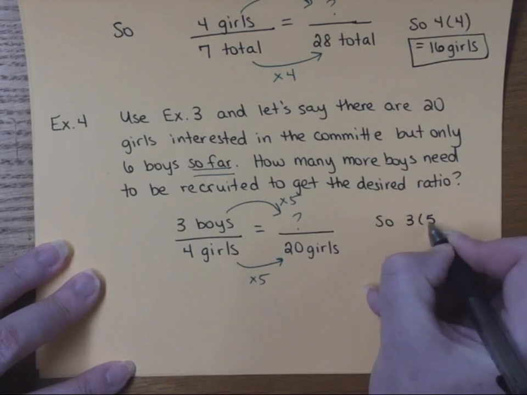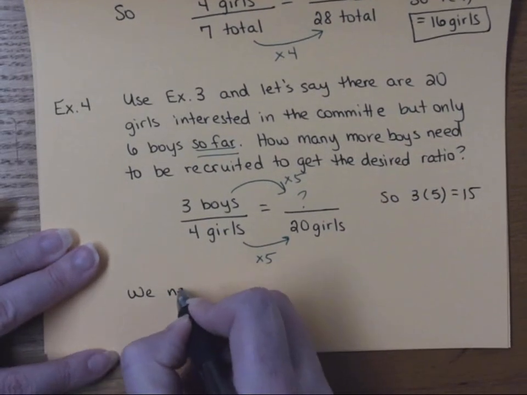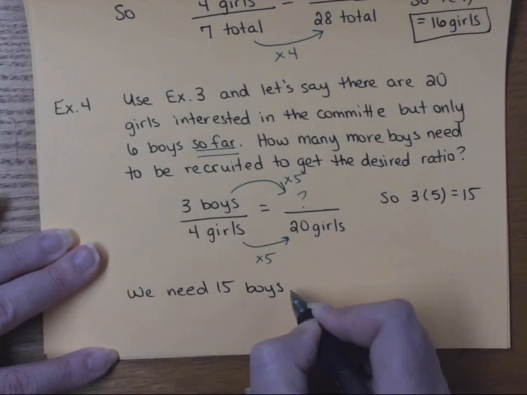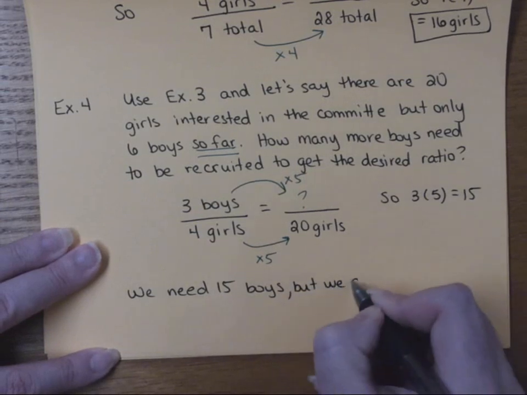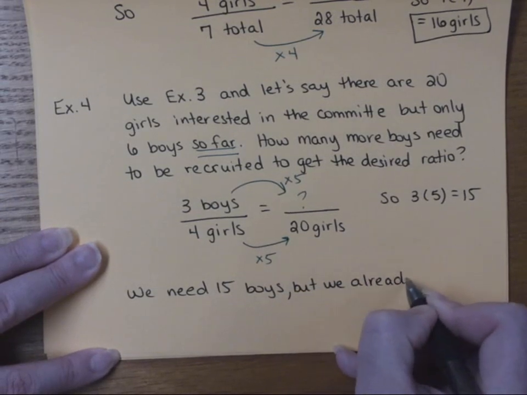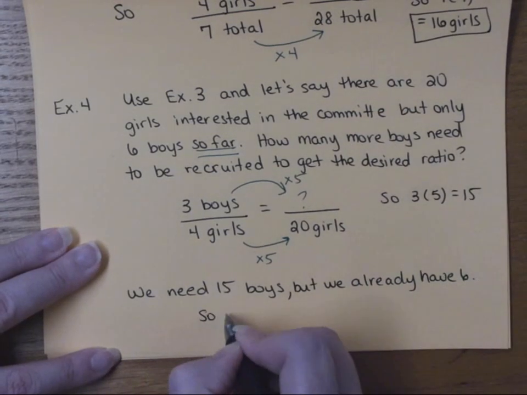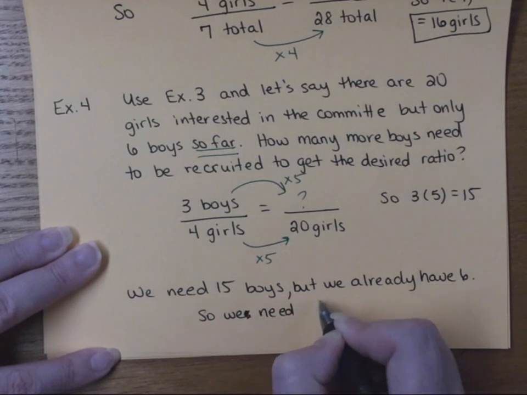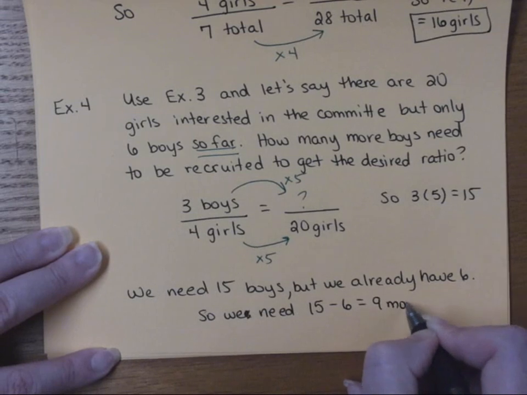So 3 times 5 is 15. Okay, we need 15 boys, but we already have 6. So then of course, how could we figure out how many more we need? We would just subtract, right? So we need 15 minus 6, or 9 more boys.